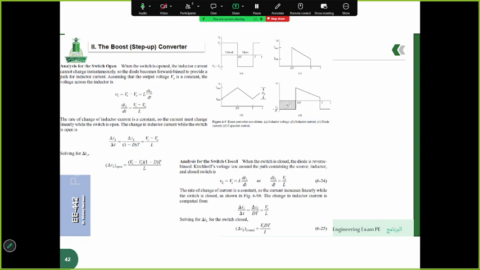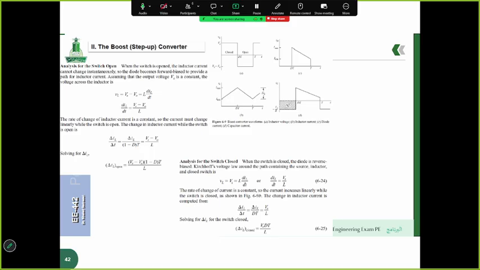The operation is explained by dividing the switching period into two key intervals based on the state of the switch. In the first interval, when the switch is closed for a duration of DT, the input voltage Vs is applied directly across the inductor according to Kirchhoff's voltage law. The inductor voltage is VL equals Vs.